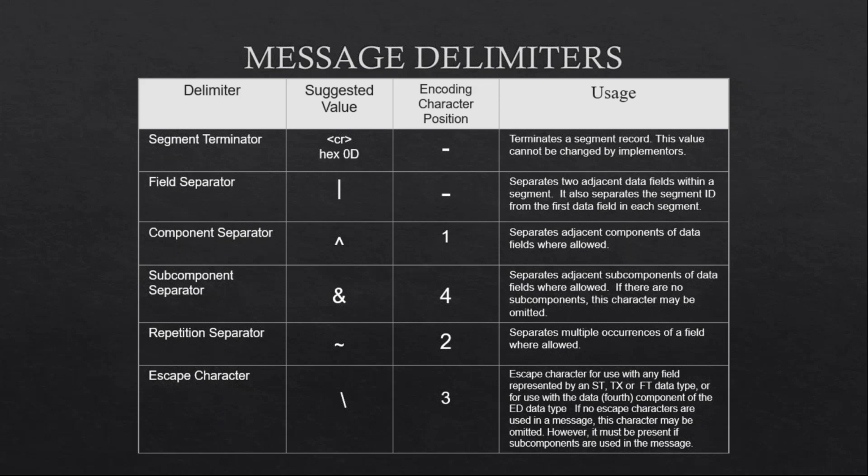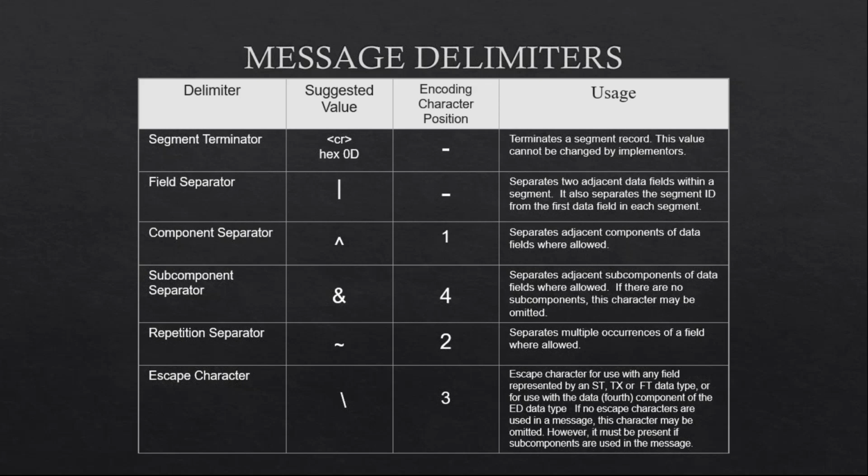Okay, and then we have the component separator. Within a field, we will have a component separator called a caret. This is the caret symbol that we are seeing here. If you talk about last name and first name, they are separated with the help of this caret symbol. And then we have the subcomponent separator. Within a field, within a component, if there are two subcomponents, we will separate them with the help of an ampersand. We'll take a look at an example of that.